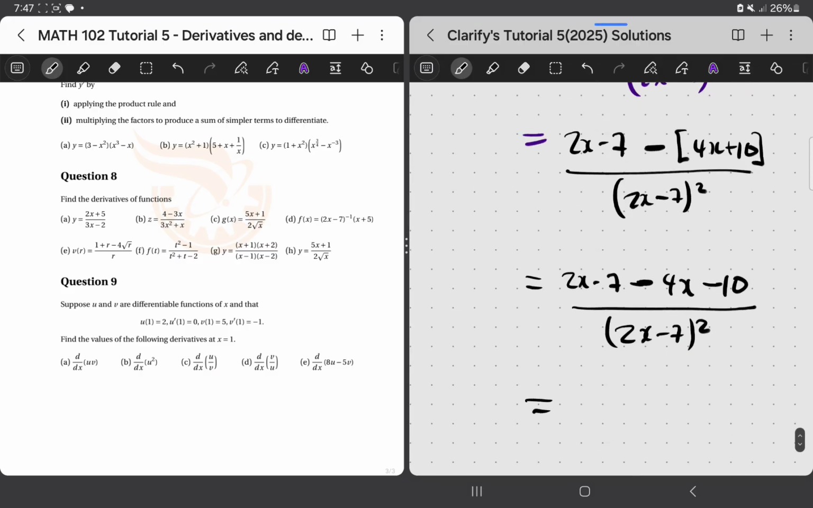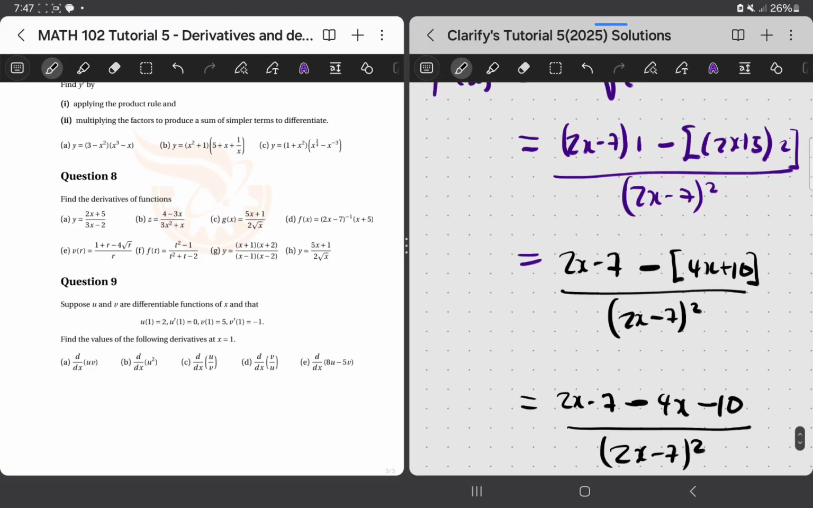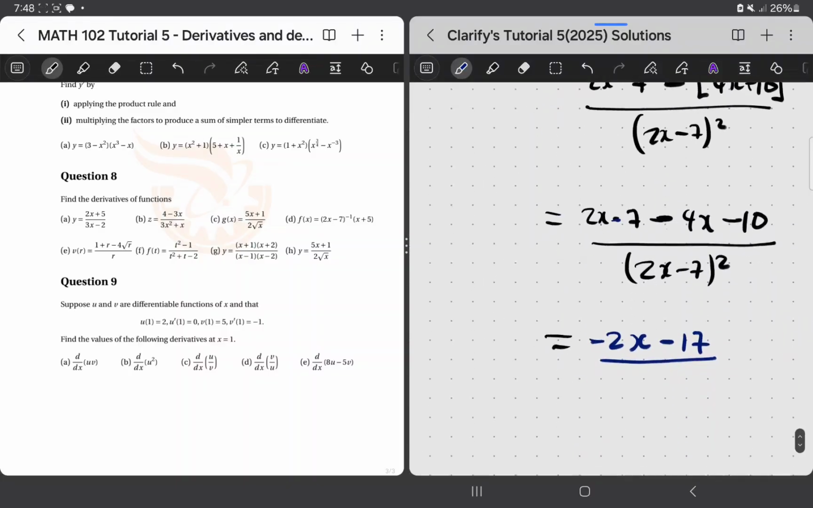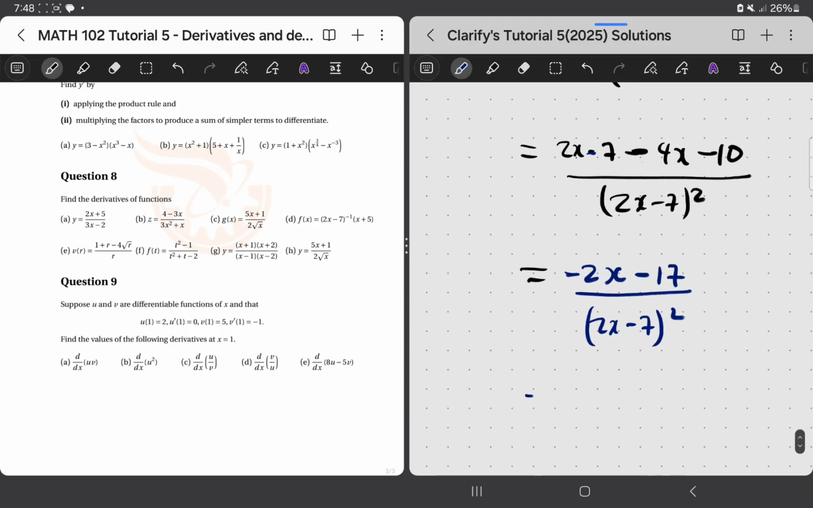Now, what will we get? We will end up having, please don't ever try to cancel 2x minus 7 in this, no, because you didn't factor it out. It has to be there on both. Now, 2x minus 4x becomes, you say 2 minus 4, you get negative 2 of x. Then you say minus 7 minus 10, you punch in the calculator, you should get negative 17. And it's going to be over (2x minus 7) squared. And this will be our final solution potentially. We could have it like that.